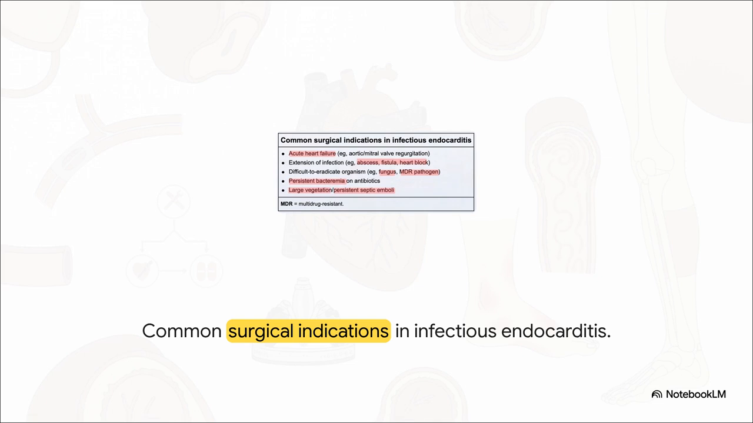Another massive red flag is a perivalvular abscess. This often sneaks up clinically as a new conduction abnormality or heart block. You also want to consider surgery if there's persistent bacteremia despite using the correct antibiotics, or if the patient has huge vegetations that keep throwing off persistent septic emboli.